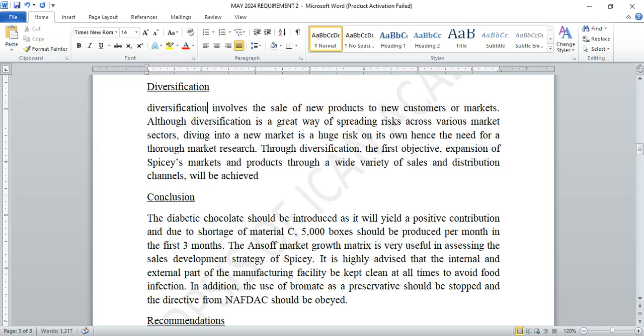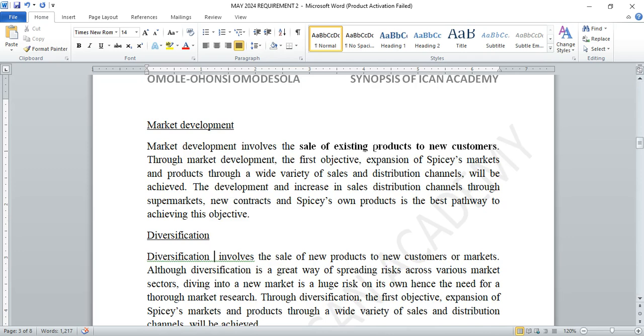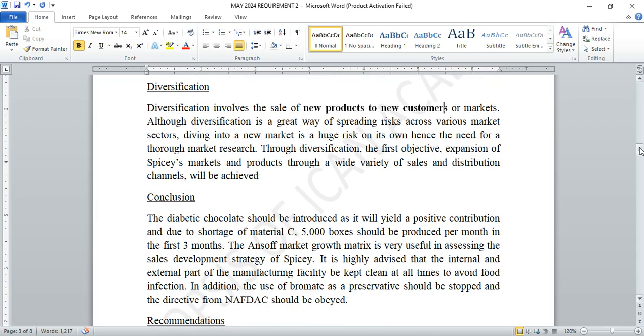Diversification involves no product development. Is it existing products to what? New customers? No. Diversification is new products to new customers, new products to a new market. That's diversification. Although diversification is a great way of spreading risk, because when you diversify, you put your risk in different places, you understand?